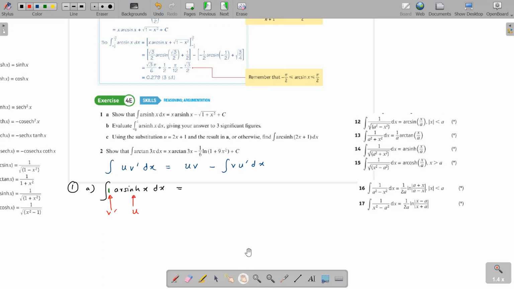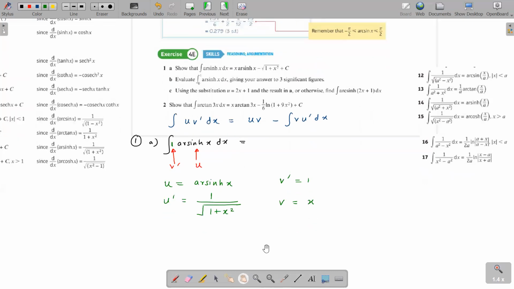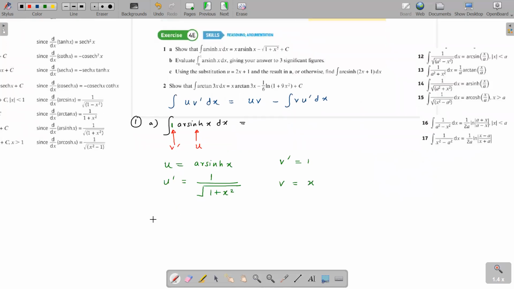Why am I doing it like this? Because we know how to differentiate arcsin x. So my u is arcsin x, and my u dash, the differentiation of arcsin x, is 1 over root 1 plus x squared. You with me? Then my v dash is 1, which means to get v we integrate. When you integrate 1, we get x. So all you have to do now is to input these values into the equation.